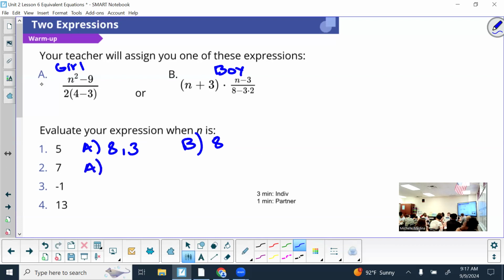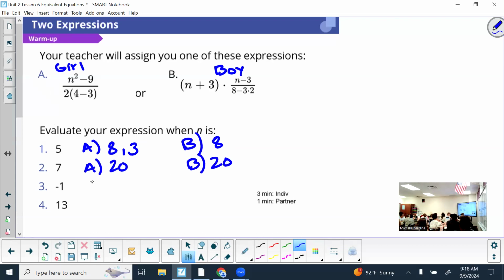Okay. All right, now girls, when you plugged in 7, what did you get for expression A? You can call it out. 20, anything other than 20? All right, boys, when you plugged in 7 to expression B, what did you get? Anything other than 20?